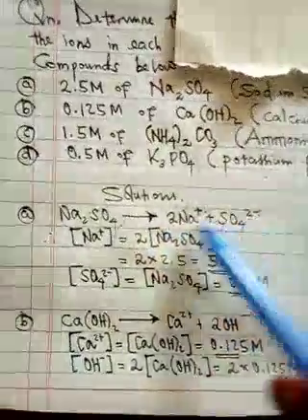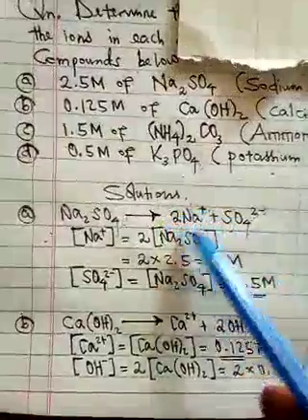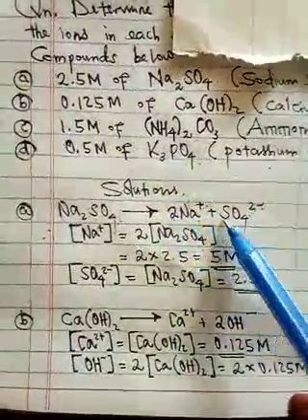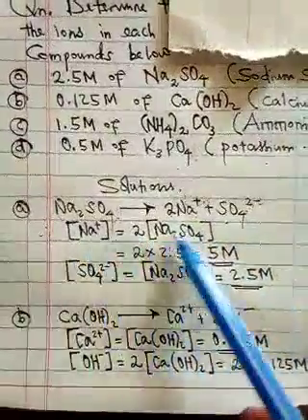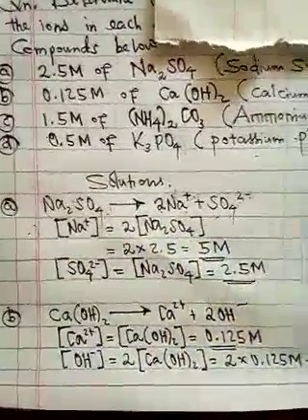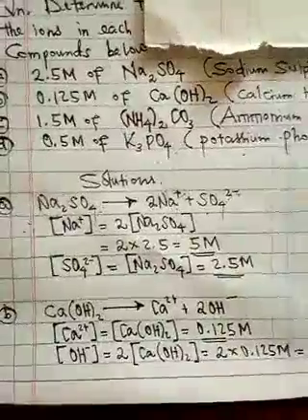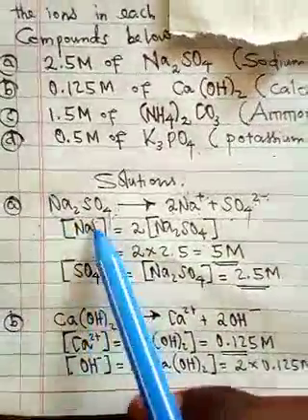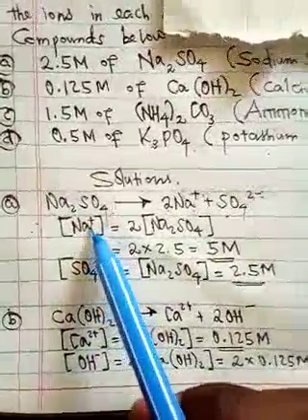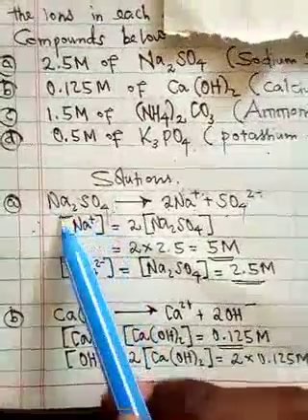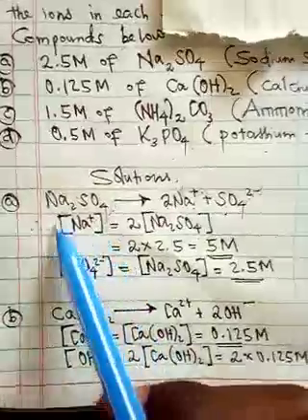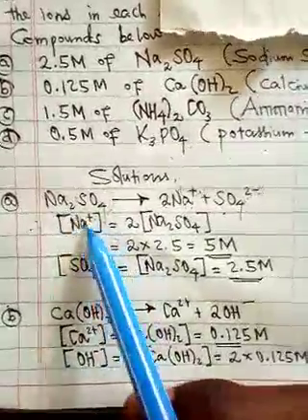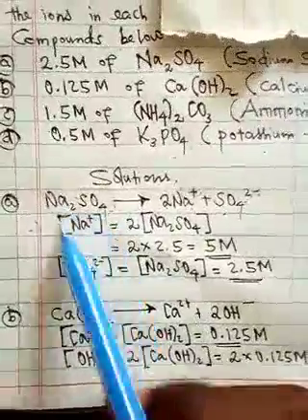Having understood this, it is from these same ions, these same values, the 2 and the 1, this is where we are now going to start introducing the molarities. This is what we're going to use to calculate the molarities. So if I write my brackets in this way and then I put my sodium ion inside, this means concentration of sodium ion.